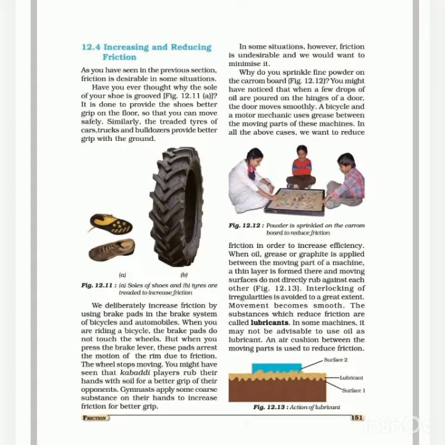There are a lot of examples of increasing and reducing friction. Now next we are going to discuss lubricants. What is meant by a lubricant? A substance which reduces friction is called a lubricant. In some machines it may not be advisable to use oil as a lubricant, because oil acts as a cushion between moving parts, reducing the friction.